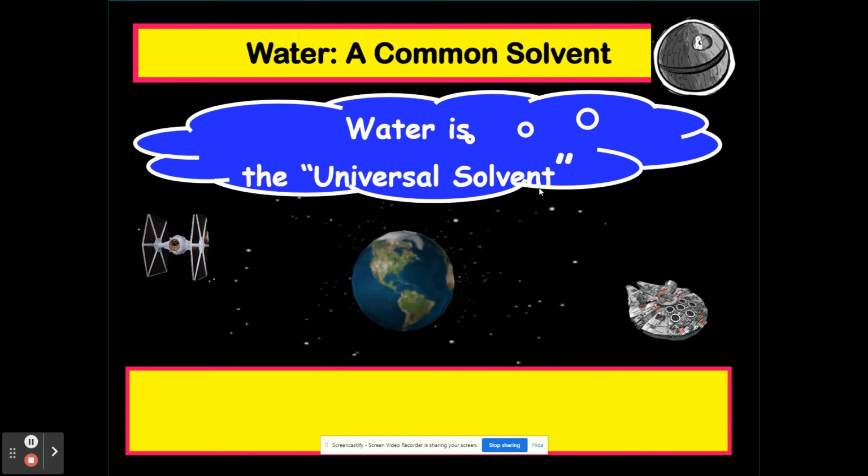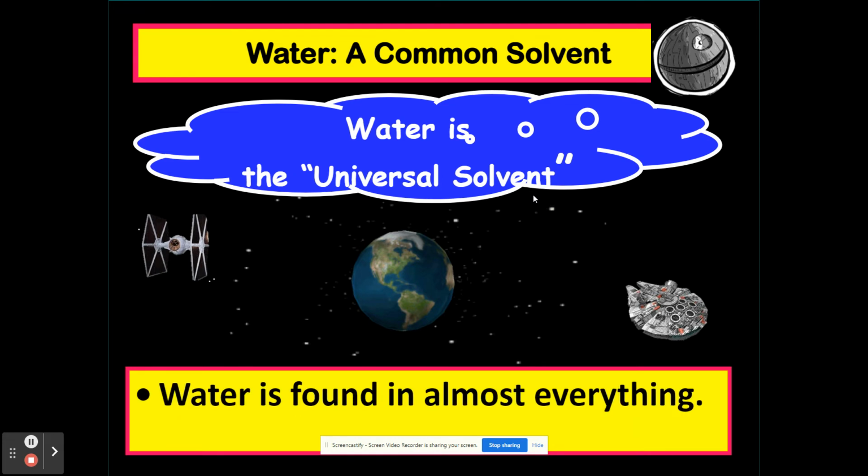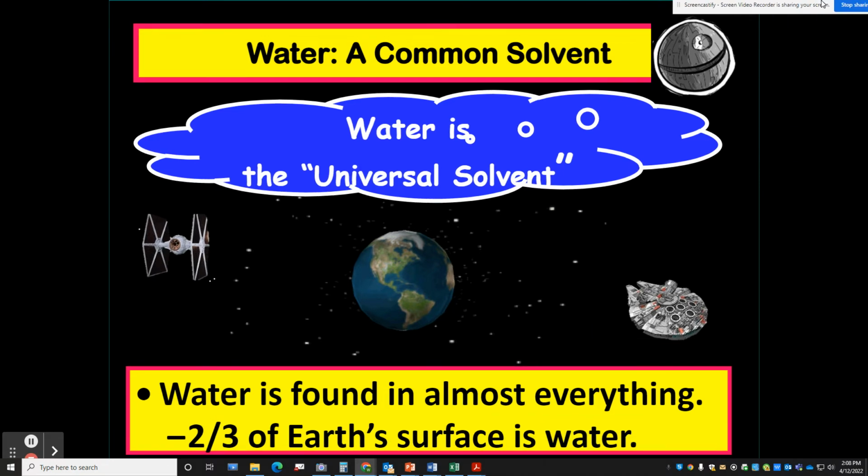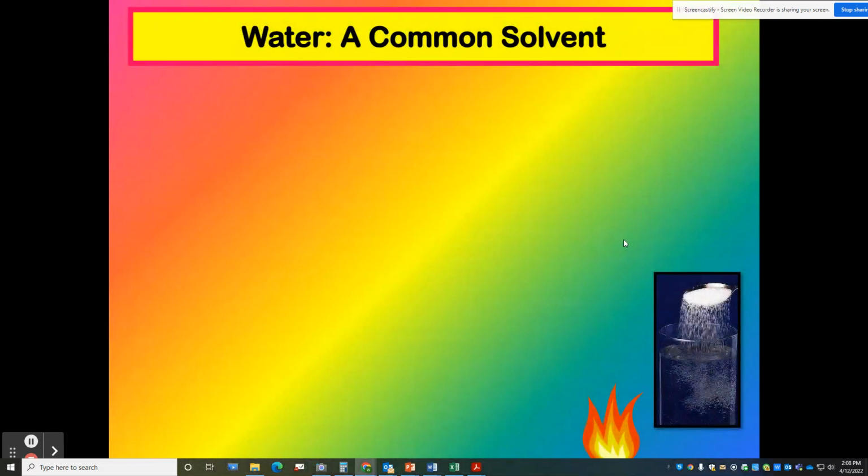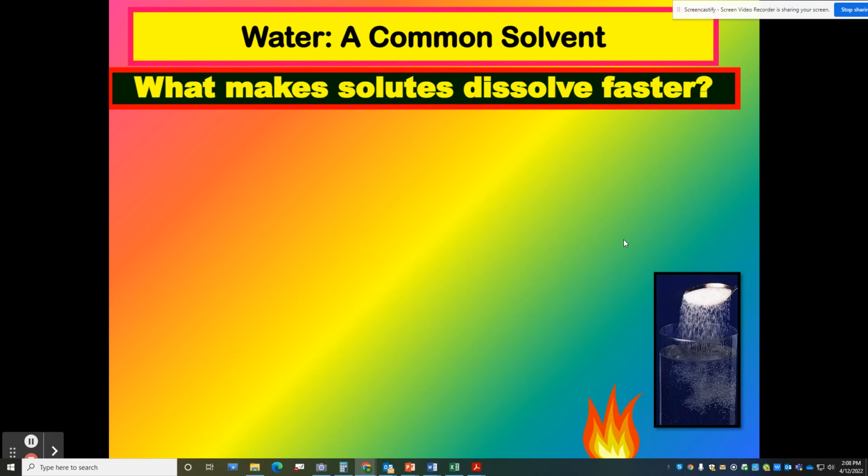So think about all the drinks. Your Powerade is water. Coke's made of water. Okay, it makes up 2/3 of the Earth's surface. All right. What makes solutes dissolve faster?